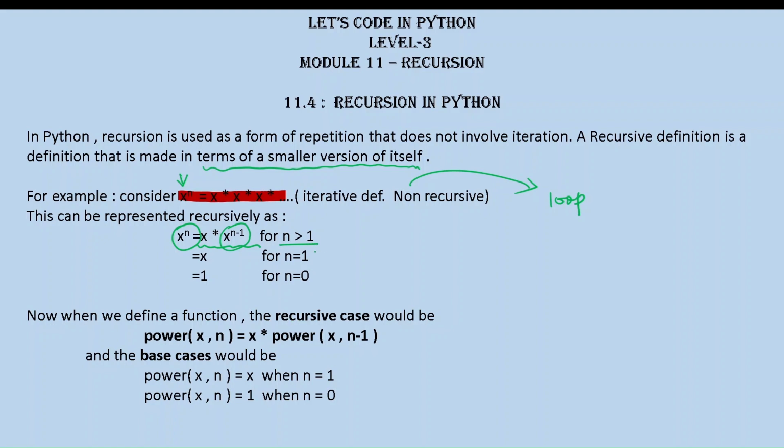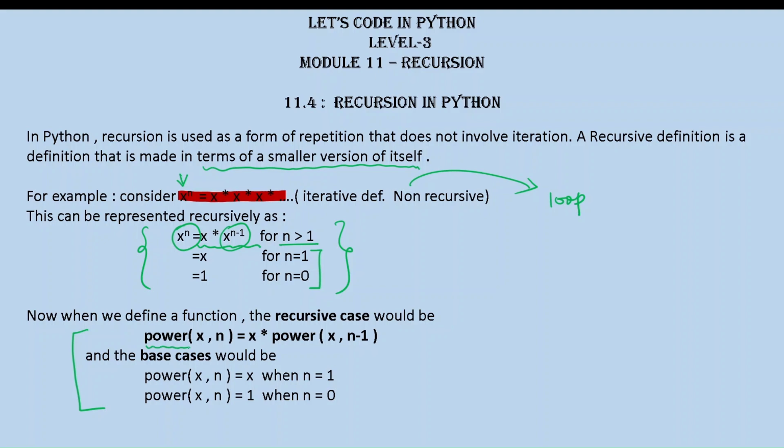Okay. And these are your limiting conditions. If n is equal to 1, that means x to the power 1, x only will be your answer. And in case n is equal to 0, x to the power of 0, in fact, anything to the power of 0 gives the value 1. Okay, so this is the requirement of a recursive function, and this is how the code would be written.